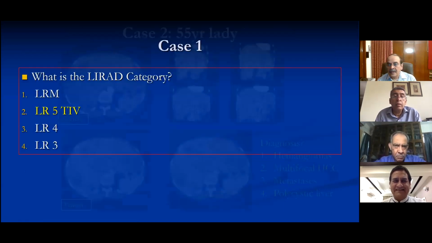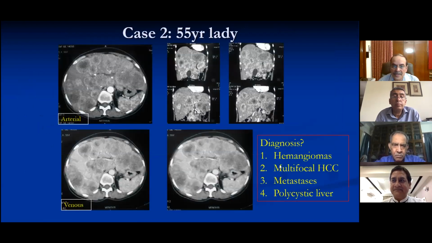Okay, this is case 2. This is a 55-year-old lady who presented with anorexia, and these are the arterial phase images. These are some coronal reformats of the arterial phase, and these are the venous phase images. And the question to you is, what is the diagnosis? Are these multiple hemangiomas? Is this multifocal HCC? Are these multiple metastatic deposits, or is this polycystic liver disease?